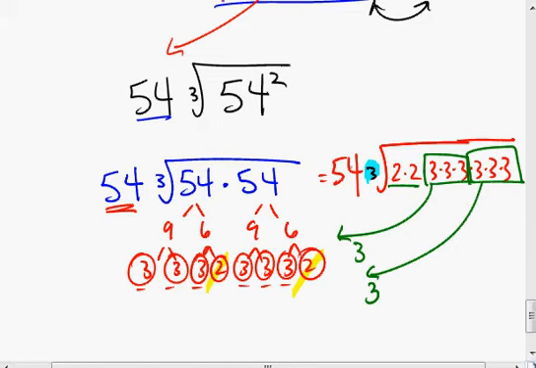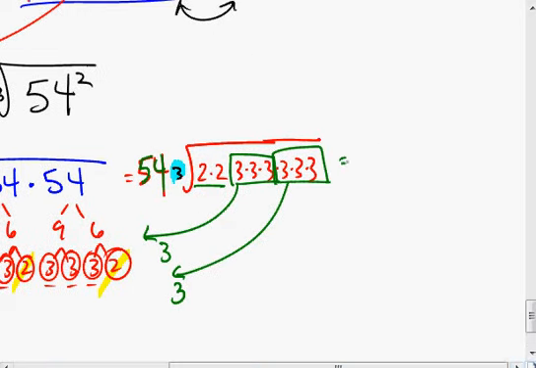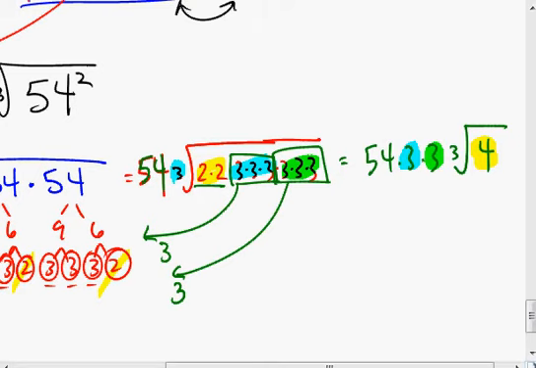So on the outside, I've got 3 numbers now, 54 and 2 3's. 54 times 3 times 3 times the cubed root of these 2 2's stay inside. So this is this, right? And this would be like this one. This would be this one. And then the 54 is the 54 that was already out there.